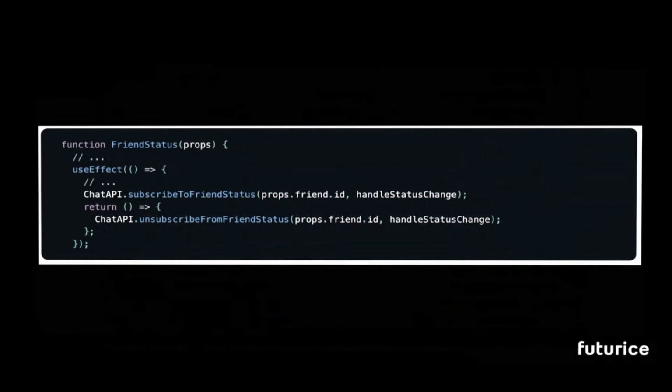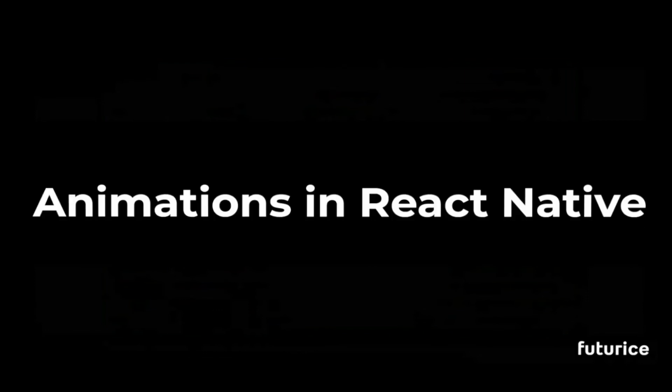So here we have a function, friend status, and I'm subscribing to a friend status in the first part, not parameter. And then I return an arrow function here, unsubscribing the friend status. This is recommended because if you don't unsubscribe, you might get memory leaks as well. So it's optional. You can use an arrow function, or if you prefer a named function, you can use that as well.